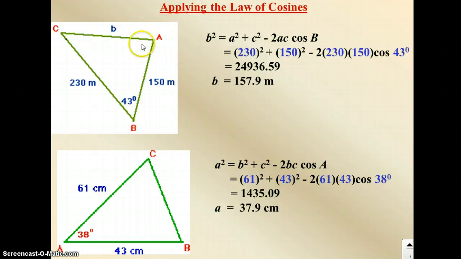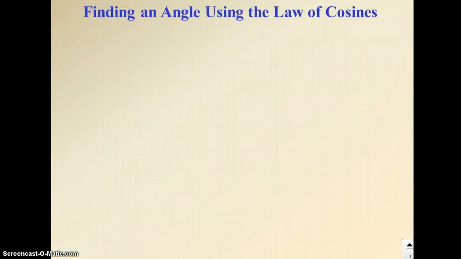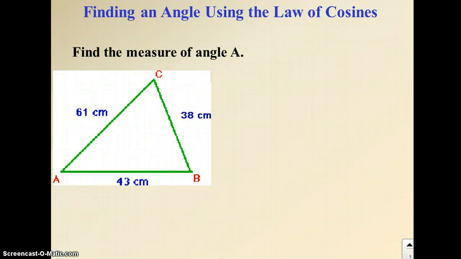So if we're looking for an unknown side, we must know the other two sides and the enclosed angle. We can use the cosine law. We can also use the cosine law to find an unknown angle. So let's find the measure of angle A in this triangle. I'm looking for angle A. I know all three sides.